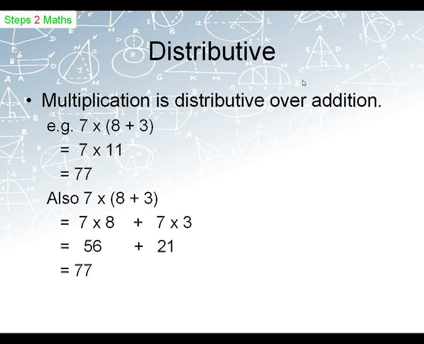So where does the term distributive come in? What does it mean multiplication is distributive over addition? We can see that 8 and 3 are added together, that's the addition, and 7 is multiplied by both of those, that is the multiplication. So instead of writing 7 times 8 plus 3, we can distribute the 7 over the 8 and the 3 to get 7 times 8 and 7 times 3. The result is the same regardless. So that's what distributive means.